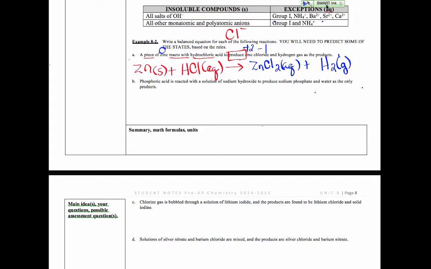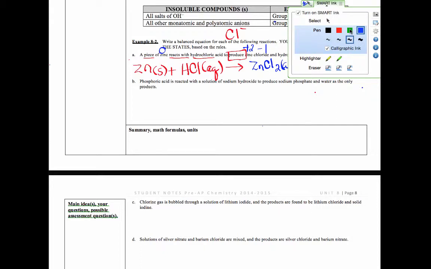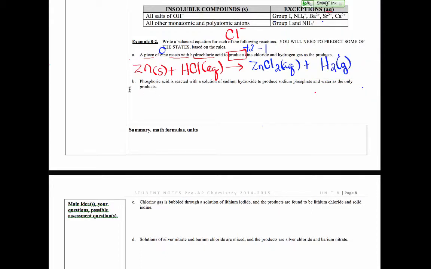Now, before we leave, we want to make sure that we have balanced this. I have 1 zinc on the left-hand side and 1 on the right. I have 1 hydrogen on the left and 2 on the right. So I'm going to put a 2 in front of the HCl. Now I have 2 chlorides because that 2 applies to everything that follows in the chemical formula. So I have 2 chlorides there and 2 chlorides here, so that's now balanced.